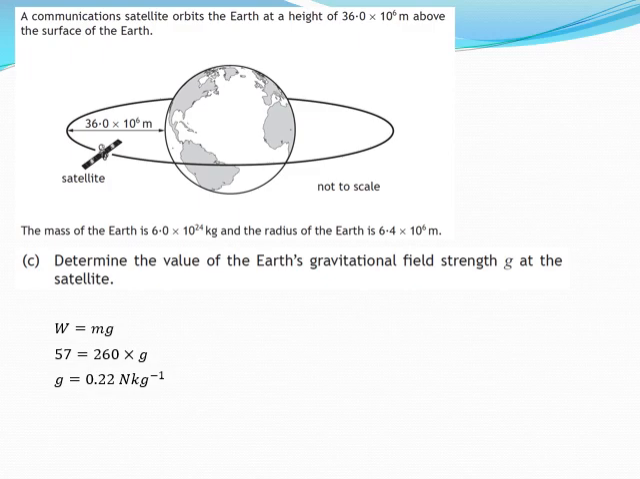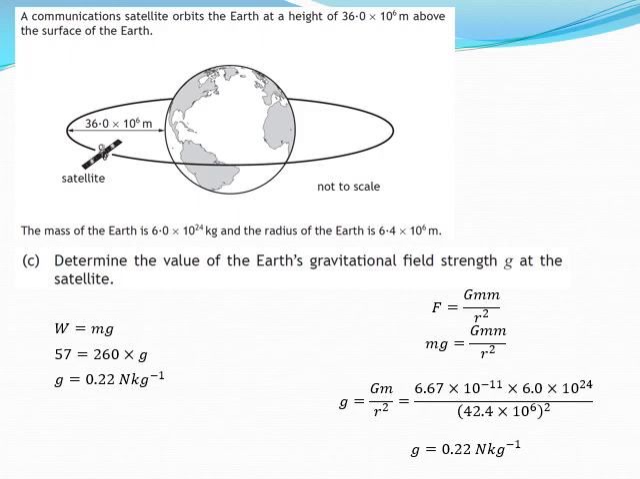An alternative approach would be to say the gravitational force is equal to the weight. So we've got mg equals G times M over r squared. The mass of the satellite cancels, and we can then substitute the details about the Earth and the distance from the satellite to the Earth, and we end up with the same value. So either of these approaches would give you maximum marks here because they're both identical.